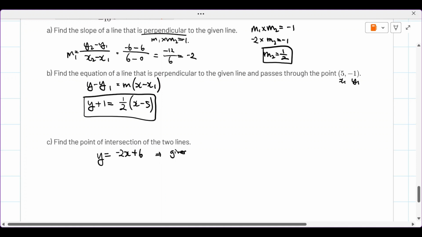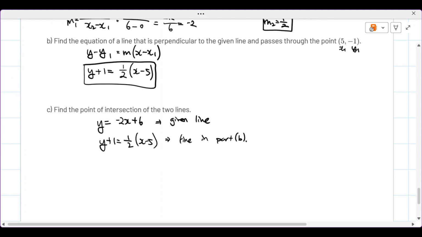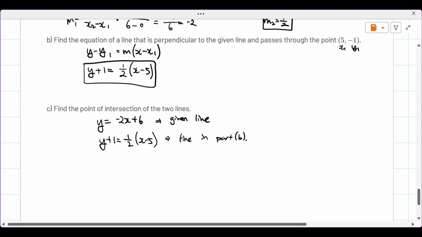This is the given line. And I also know that y plus 1 equals 1 over 2 times (x minus 5) is the line in part B that we found. So to find the point of intersection, let's put this in the graphing calculator. I have y equals -2x plus 6, and I also have y plus 1 equals 1 over 2, bracket, x minus 5, close bracket.